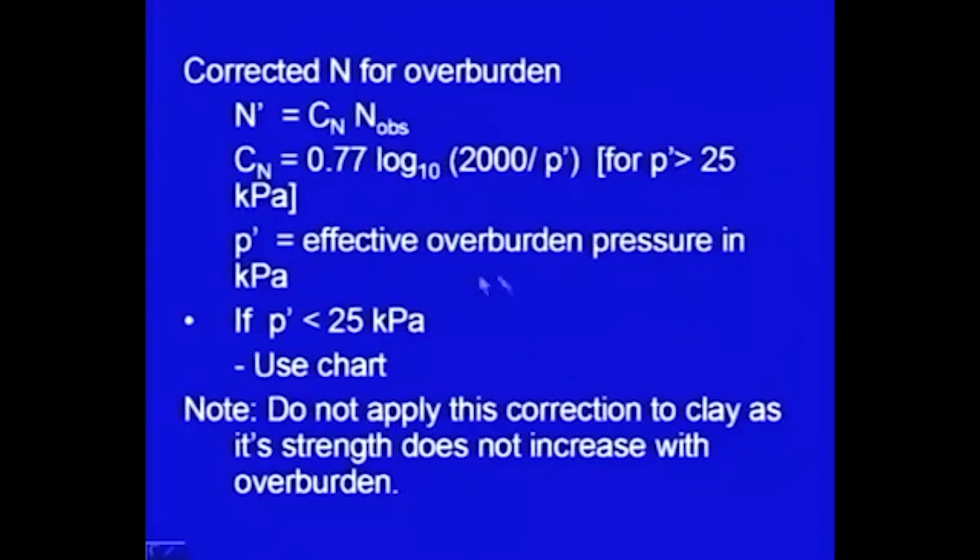P dash is the effective overburden pressure in kPa, and if P dash is less than 25 kPa, this equation introduces some small amount of error. Then it is recommended that you use a chart. There is a standard chart available in standard books, so those charts can be used.